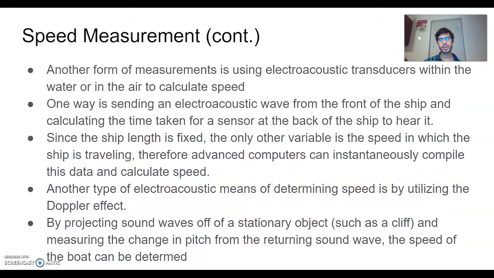Another technology for determining speed is the electroacoustic means of determining speed, and it uses the Doppler effect. This essentially projects sound waves either against the bottom of the ocean or a cliff, just as long as it's stationary, and it measures the change in pitch from the returning sound wave, and you can measure speed through that.